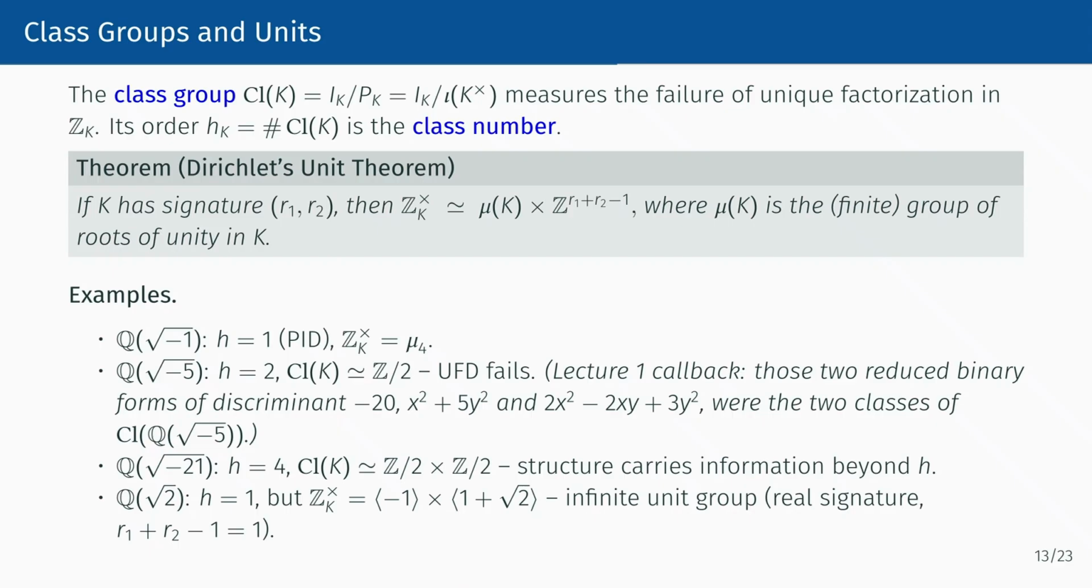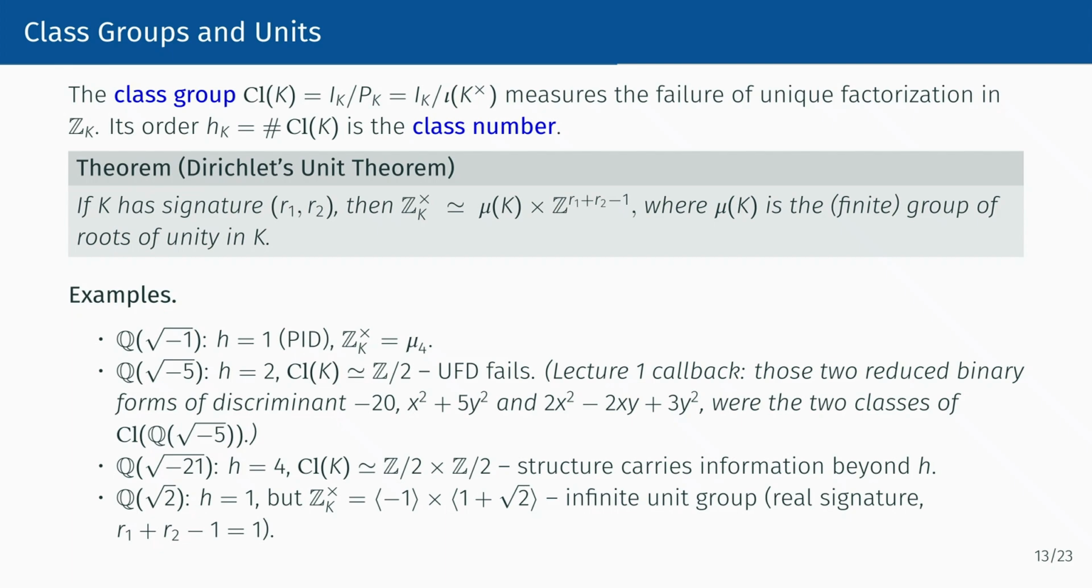If you go further to something like Q adjoin square root of minus 21, you'll see that the class group contains more information than just the class number. The class number is 4, but the class group actually tells you that this is Z mod 2 cross Z mod 2 and not a cyclic group of order 4.